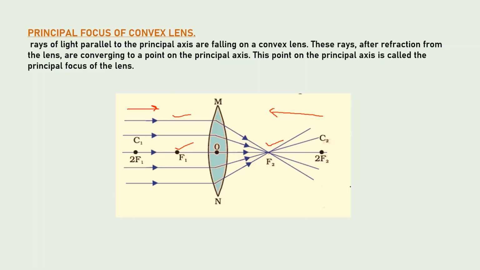The distance O to F1 is called focal length, and O to F2 is also called focal length. Distance O to C1 is called radius of curvature. Similarly, O to C2 is also called radius of curvature. The radius of curvature, that is distance from O to C1, is equal to twice F1.